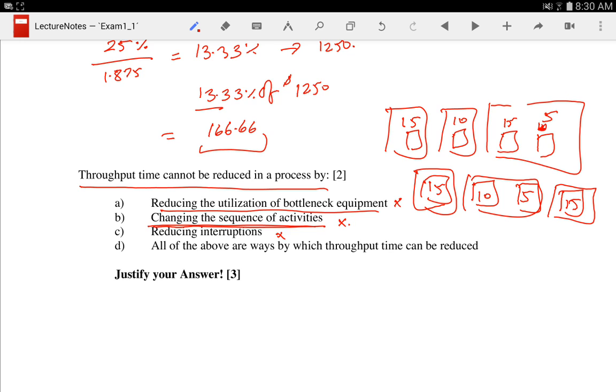Reducing interruptions, that is as obvious as it can get. When you reduce the interruptions, the throughput time would be reduced. So all the above are the ways, in fact all the above are the only ways that we have learned in this class that will reduce the throughput time.